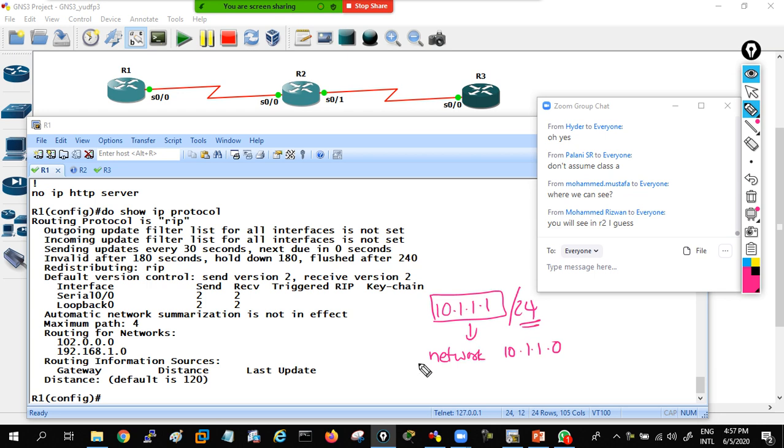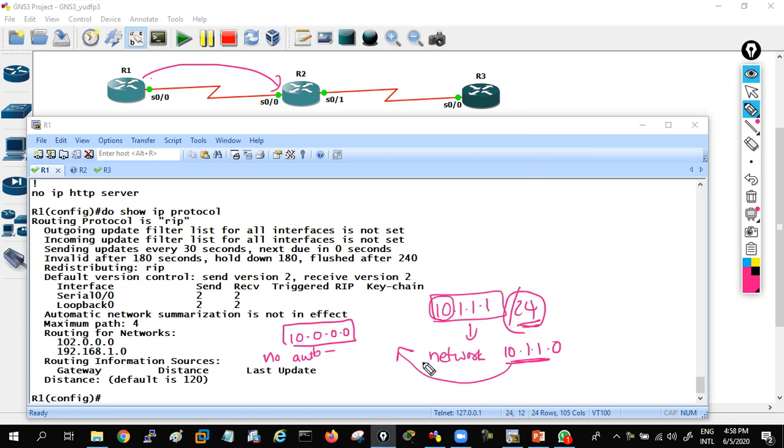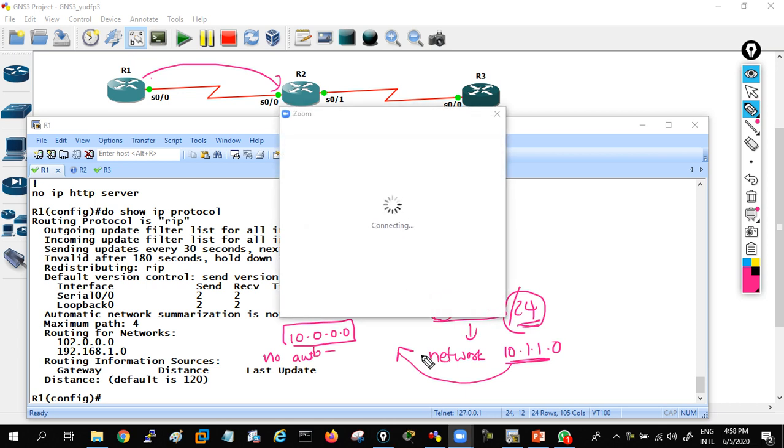Because you said slash 24, which means this is a class C mask. But actually this IP address belongs to class A. Even if you advertise like this, RIP will keep in its routing table 10.0.0.0. This is the default nature of the RIP protocol; inside the configuration only it will show it to you. But whenever you say no auto-summary, it means that when it sends its advertisement to router 2, it will see what mask you gave, slash 24. Everybody is understanding this concept?